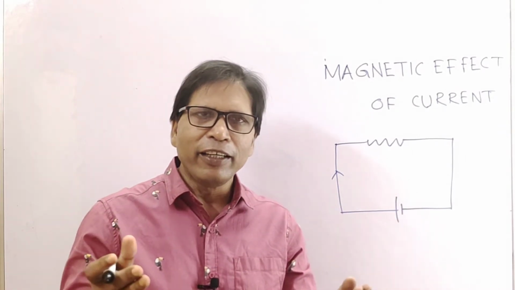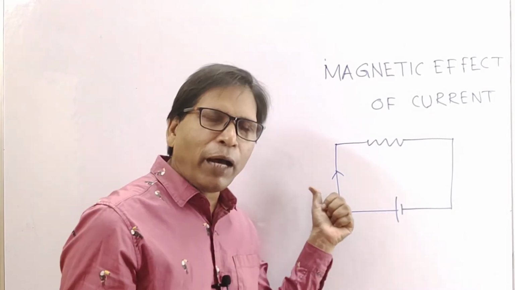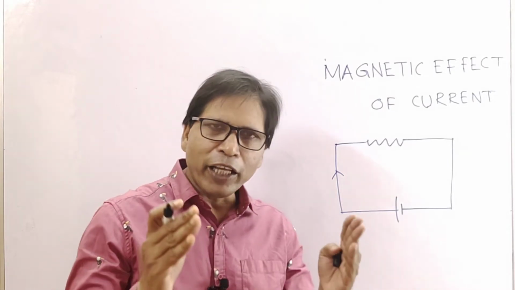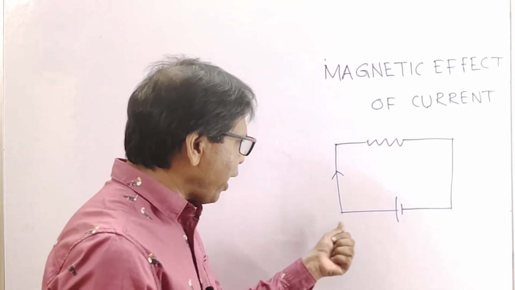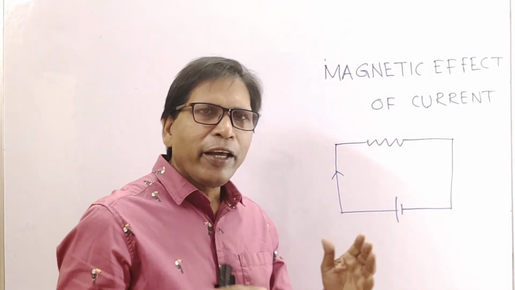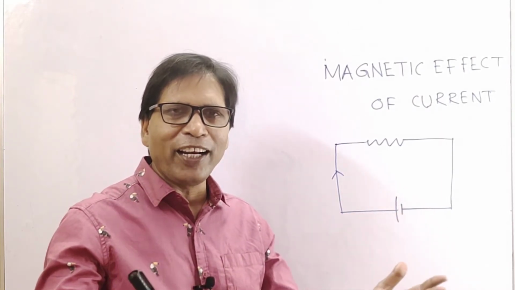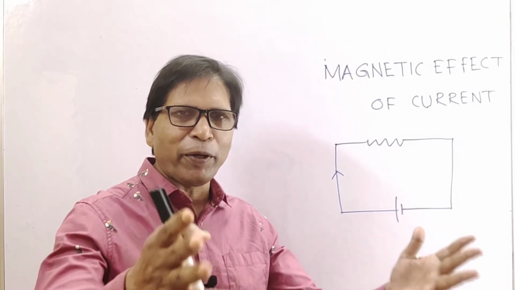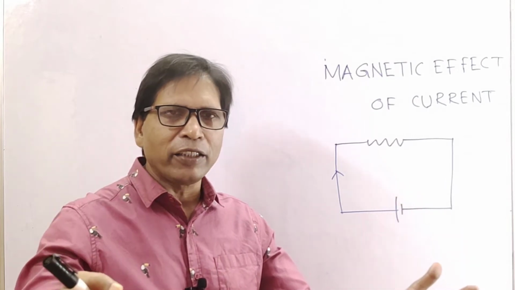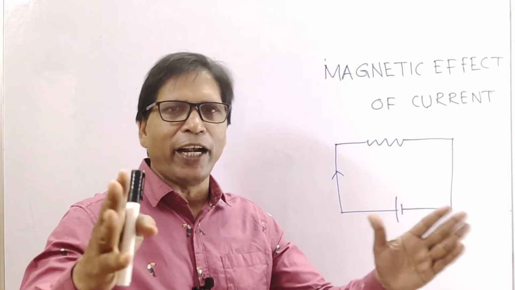Because a magnetic needle is a very small magnet having north pole and south pole. The magnetic needle deflects, therefore a magnetic field around the conductor is produced by current. That is, when current passes through a conductor, a magnetic field is produced around it. This phenomenon is known as the magnetic effect of current. Now to understand the magnetic effect of current, first of all we have to discuss the magnetic field lines.